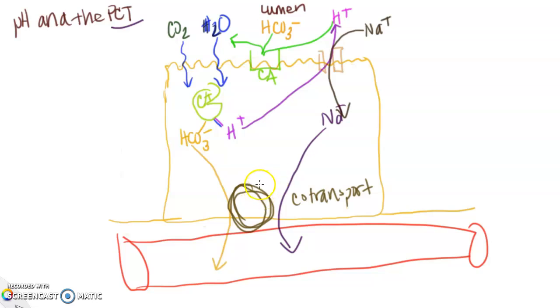Okay. So the next video, we're going to talk about the distal convoluted tubule and the collecting duct, and that is where the fine-tuning of the urine is, and that is where we actually are able to counter acidic and alkalosis conditions.